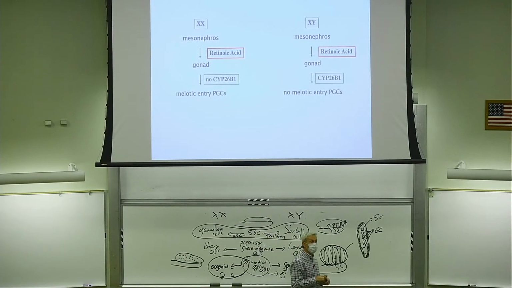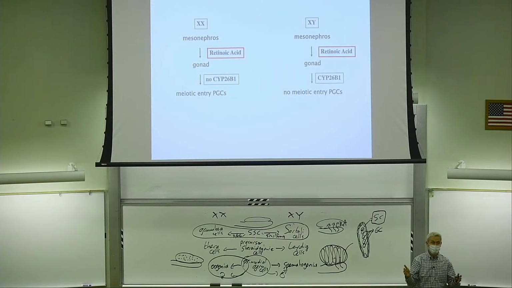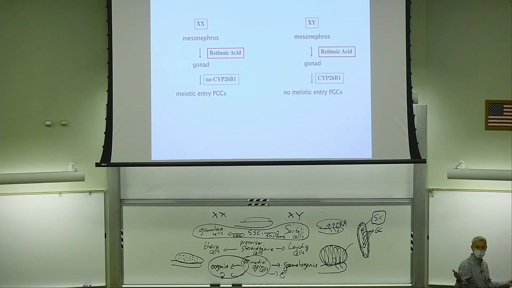Now, what happens in the testis? Well, something completely different. Okay? What's important to recognize here is that these Sertoli cells that wrap around these germ cells have this enzyme with an absolutely atrocious name called CYP26B1. Okay? This enzyme gets rid of retinoic acid. It destroys retinoic acid. Okay?